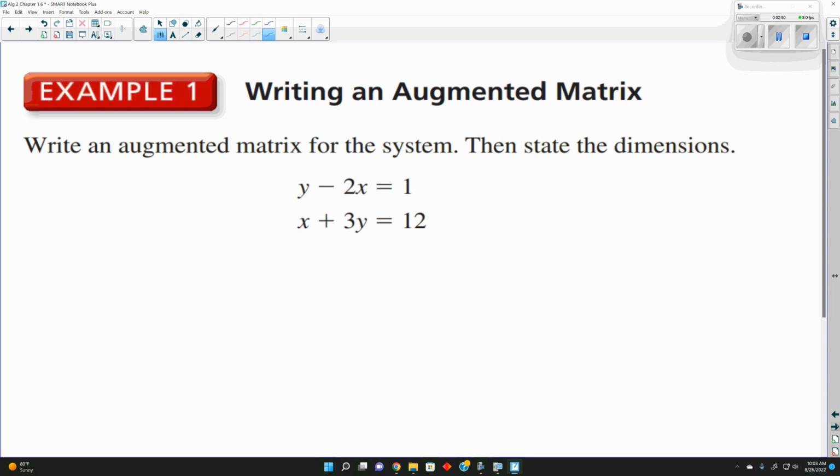So this is our first example. Yes? So we want to write it as an augmented matrix and then state the dimensions. So the first thing we want to make sure is that we do have x, y equals number, because we only have 2 variables here. Is the first equation in that form? No. So how do we need to rewrite this? Well, we just need to switch the x and y, yes?